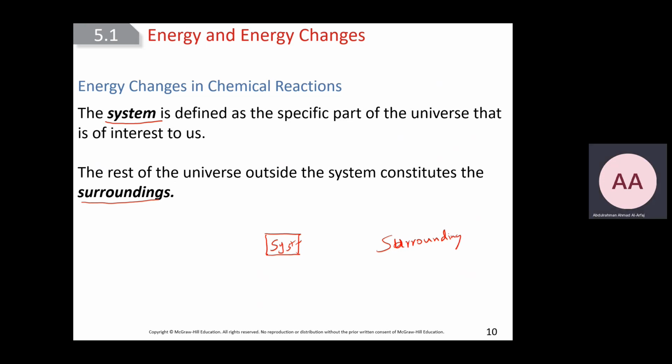In our case here, most of the time, our system will be the chemical reaction. For example, H2 plus O2 to give you 2H2O. Where is my system? The system is the chemical reaction itself, and the surrounding is anything around it, whether it's in water or in air or whatever. So the chemical reaction is the system, and anything around it is the surrounding.